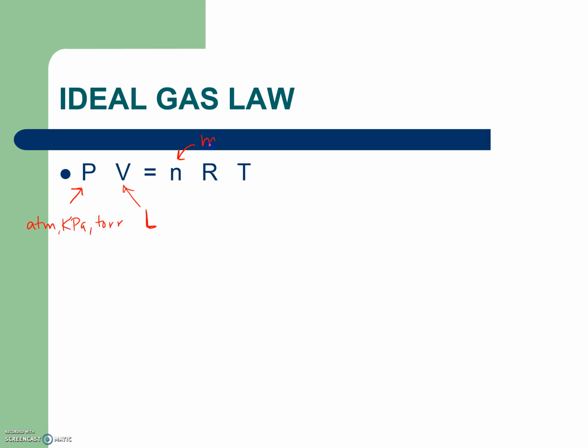N stands for moles. We use N instead of M because lowercase m means other things in chemistry later on. So N is our traditional symbol for moles. T is temperature, and I know I skipped R. T is temperature, and it must be in Kelvin. Okay, it has to be. Celsius will not work here. And then this is our gas law constant.